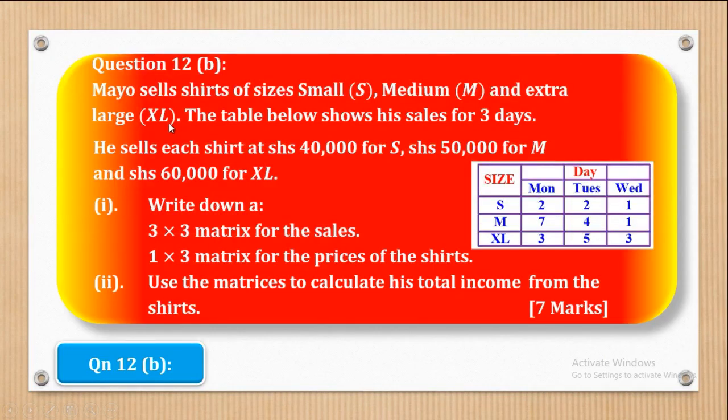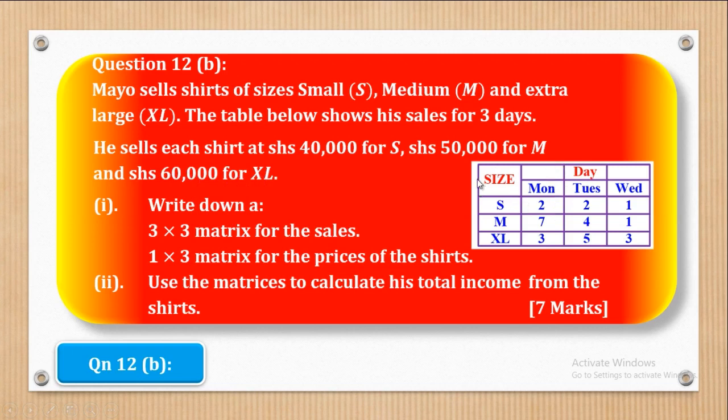So now we shall go to question 12b. Question 12b says, Mayo sells shirts of sizes small, denoted by S, medium, denoted by capital M, and extra large, denoted by XL. The table below shows his sales for 3 days. He sells each shirt at shillings 40,000 for small, shillings 50,000 for medium, and shillings 60,000 for extra large.